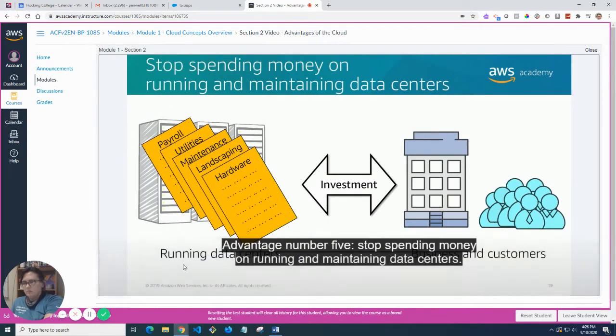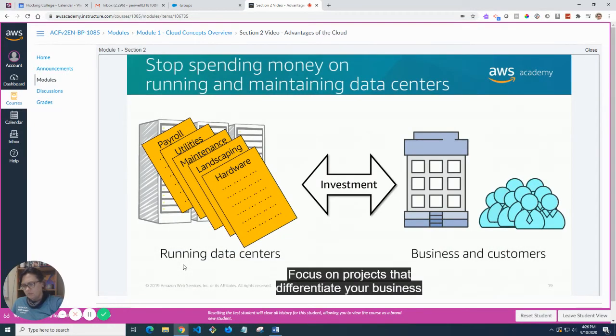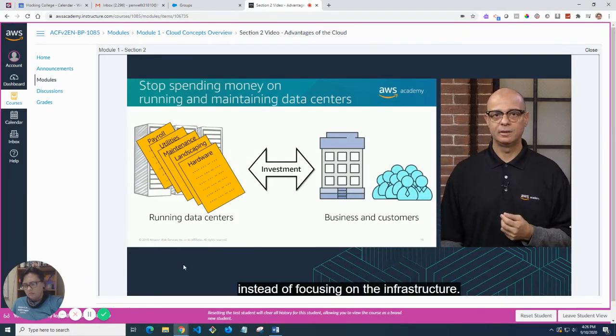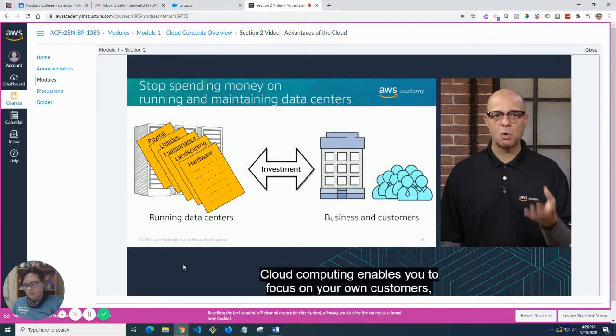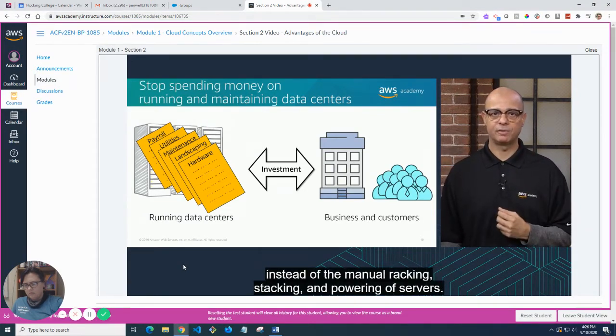Advantage number 5, stop spending money on running and maintaining data centers. Focus on projects that differentiate your business instead of focusing on the infrastructure. Cloud computing enables you to focus on your own customers instead of the manual racking, stacking, and powering of servers.